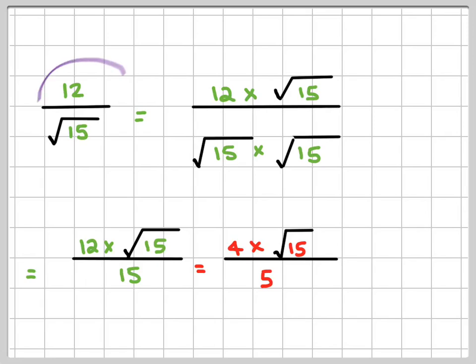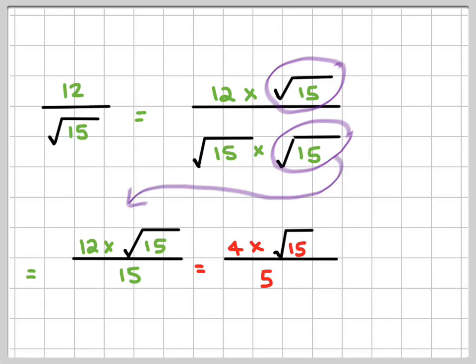We have 12 over the square root of 15. We want to get rid of the square root of 15, so we're going to multiply the denominator and the numerator by the square root of 15. What are we going to end up with? We're going to end up with 12 square root 15 over a whole number of 15. Great.